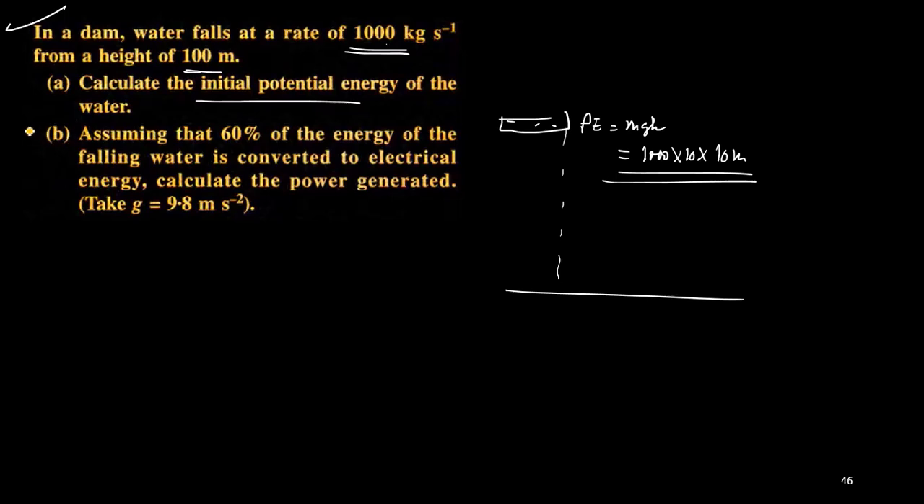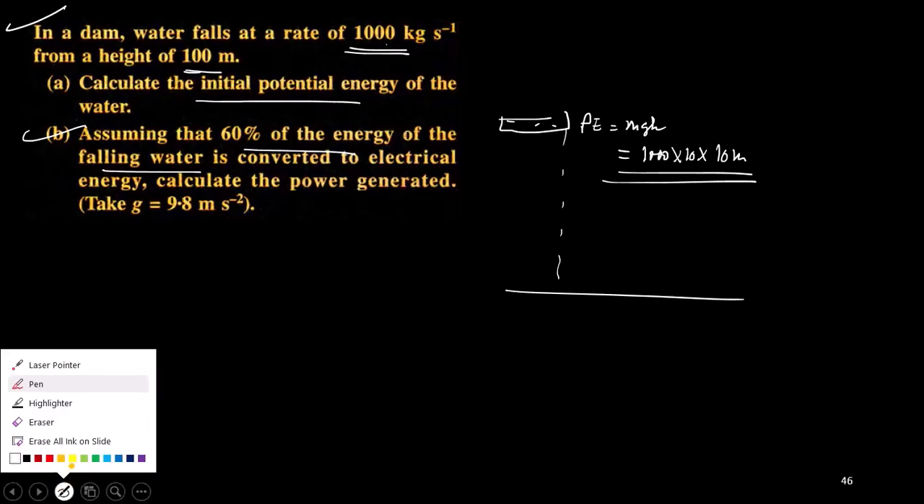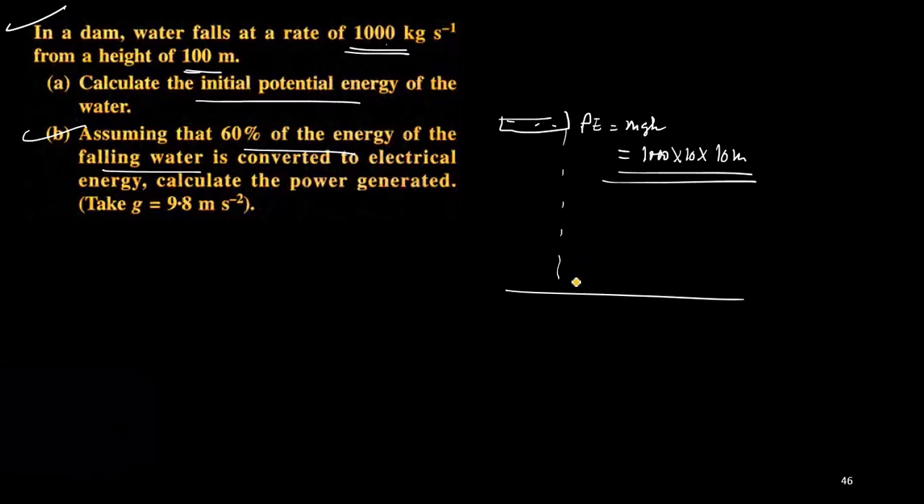Okay. Now assuming 60% of the energy in falling water is converted to electrical energy. So once it comes down, the energy will be converted to kinetic energy. So the energy available over here in the form of kinetic energy, that is how much? 60% of it. So 6 by 10 of the other number, 1000 into 10 into 10. That is the kinetic energy available.